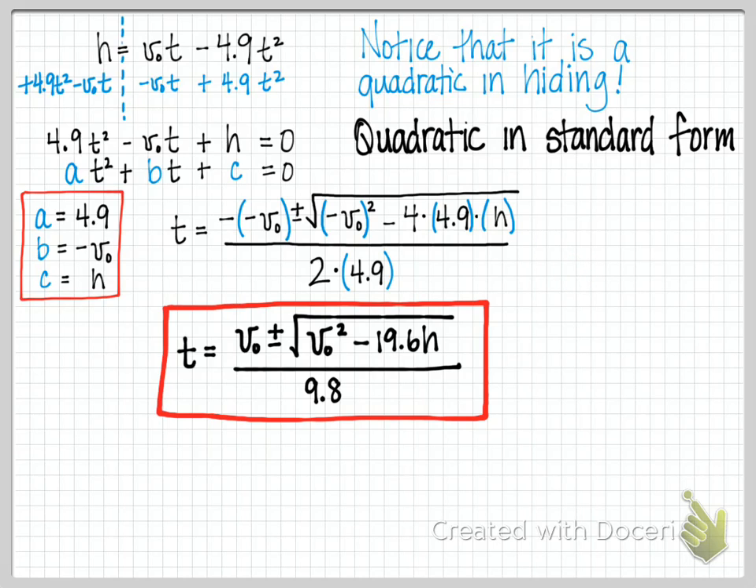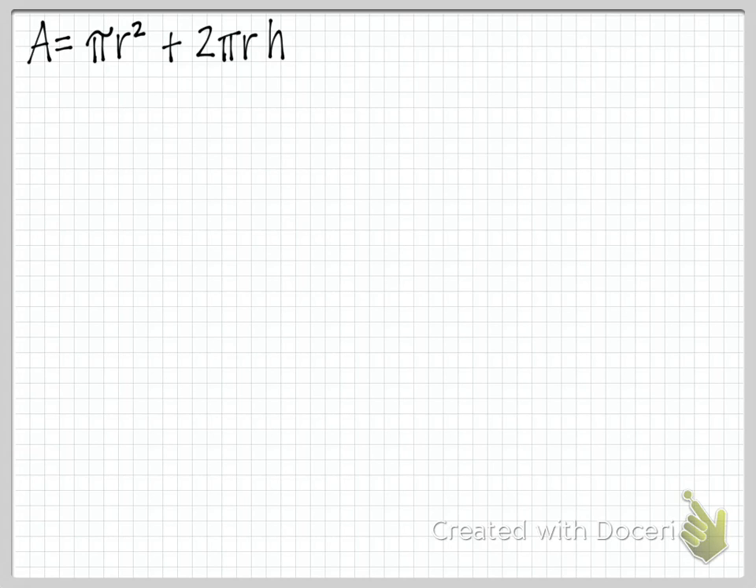Let's look at another problem. In this one, we've got a equals pi r squared plus 2 pi r h, excuse me, I almost forgot that h there.